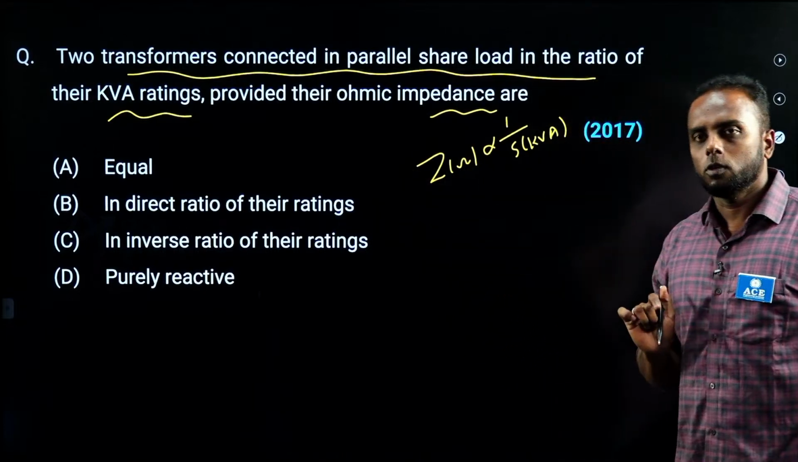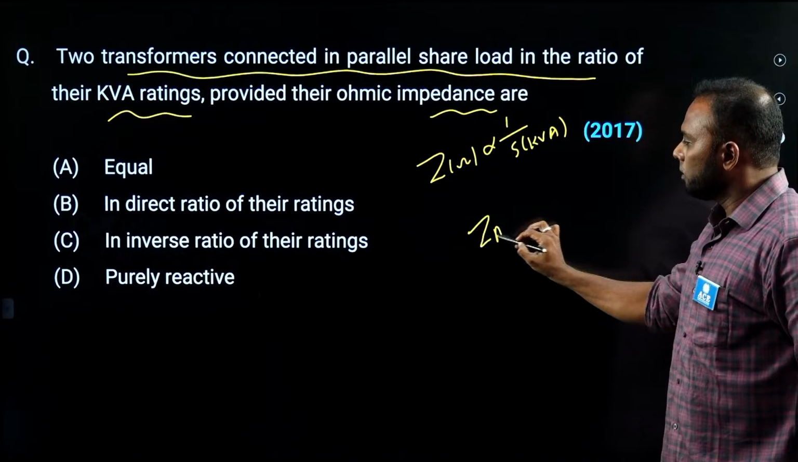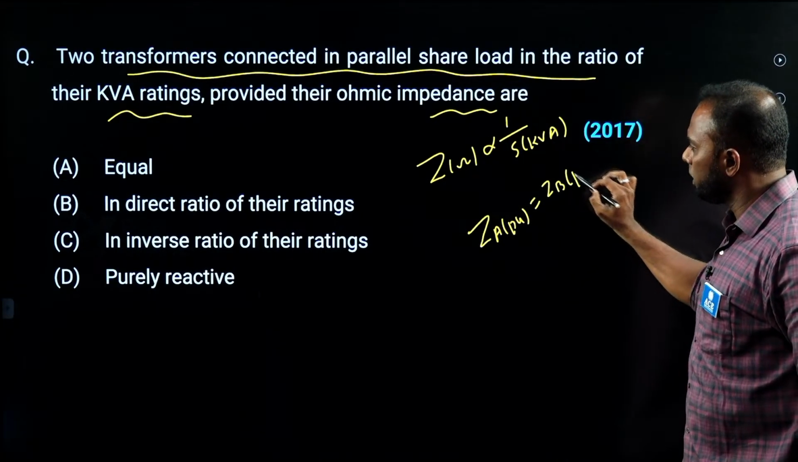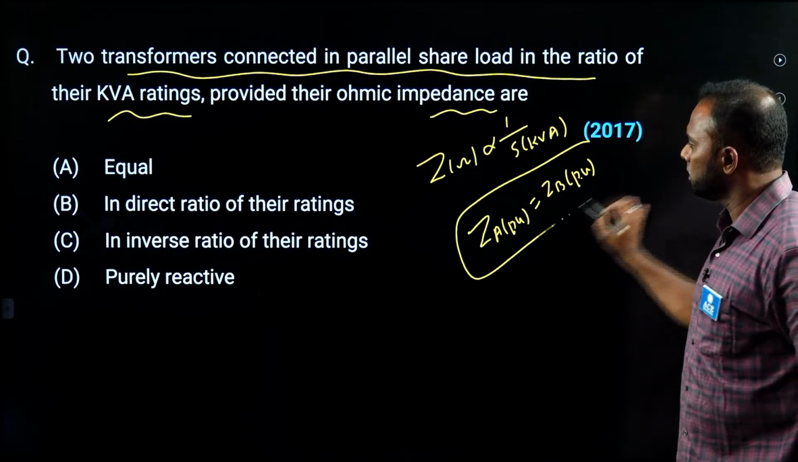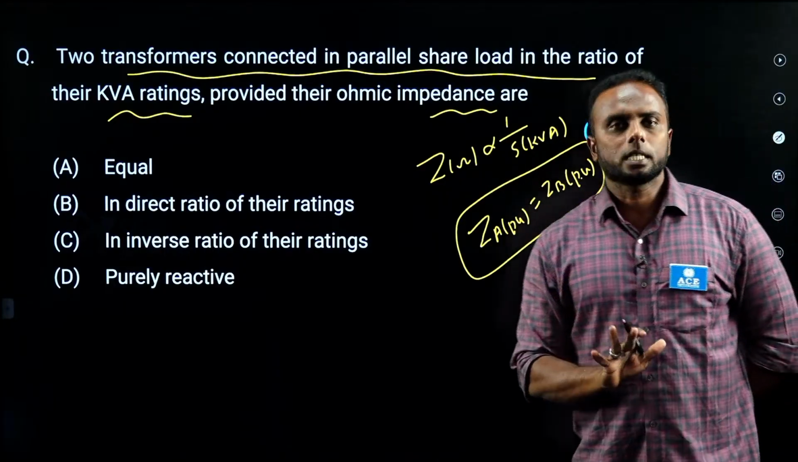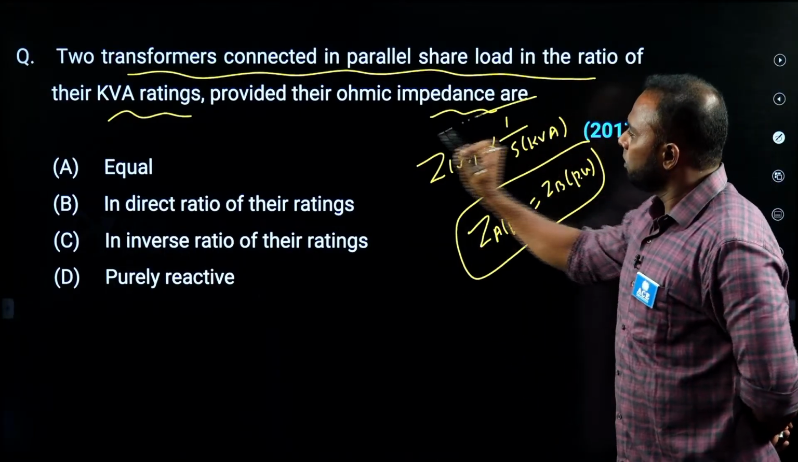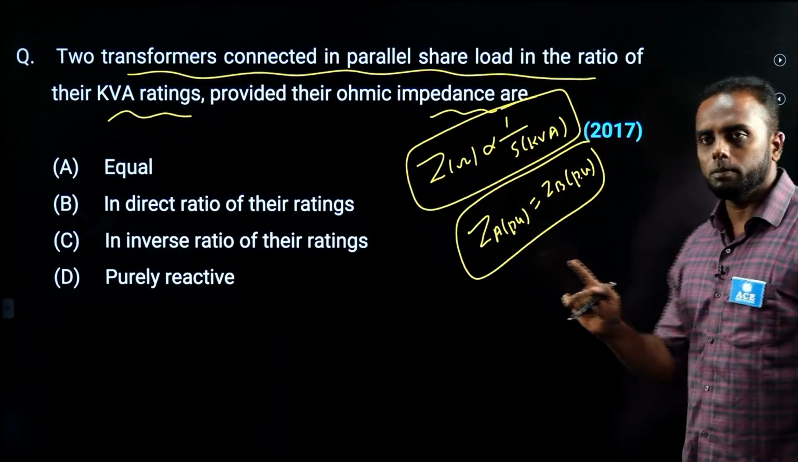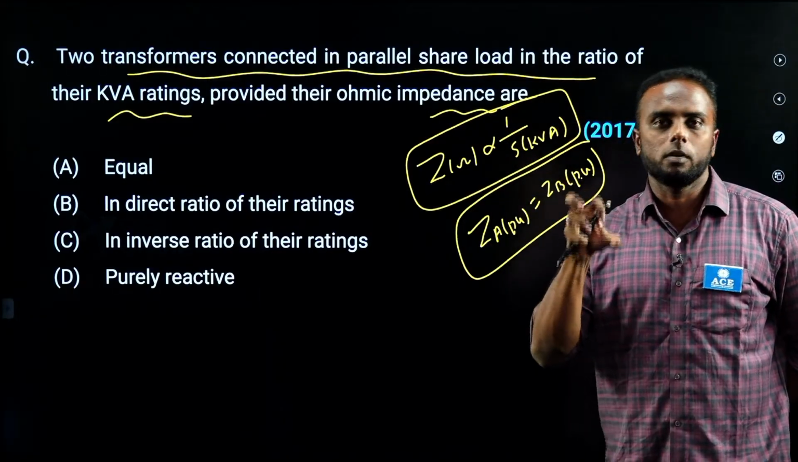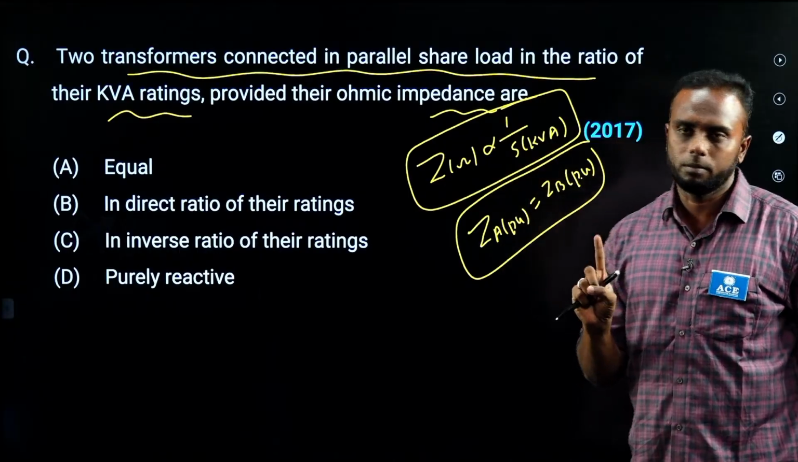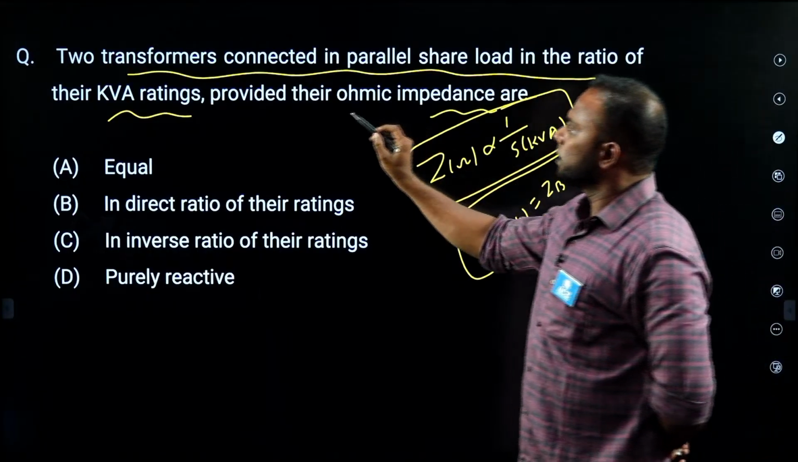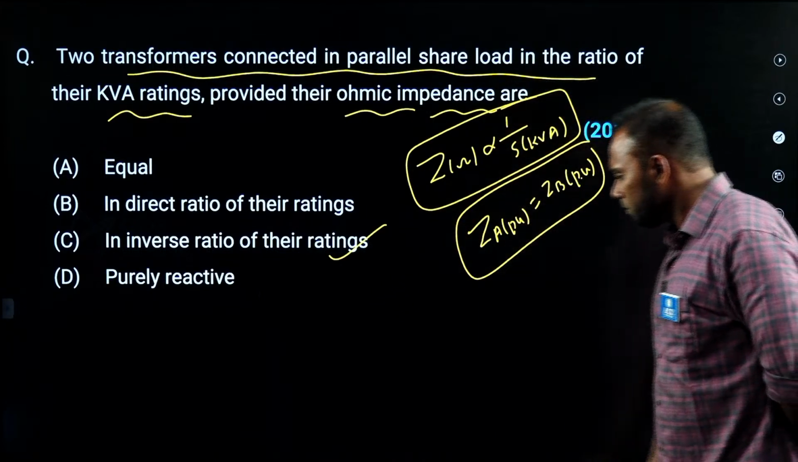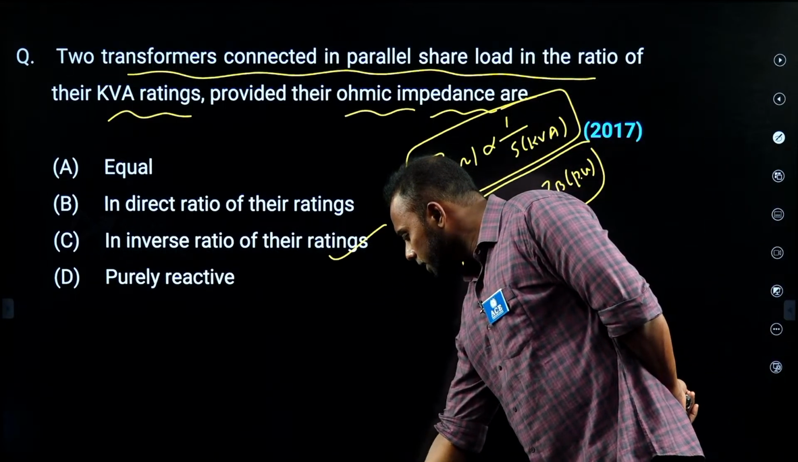And another condition is what? The per unit impedance of the two transformers should be equal based on their own kVA rating. These two conditions are the same impedance condition in two ways. Ohmic value is inversely proportional to kVA, and per unit impedance of the two transformers must be equal based on their own kVA rating, not common kVA, remember. Now they are asking ohmic impedance, which is the inverse ratio of their ratings.